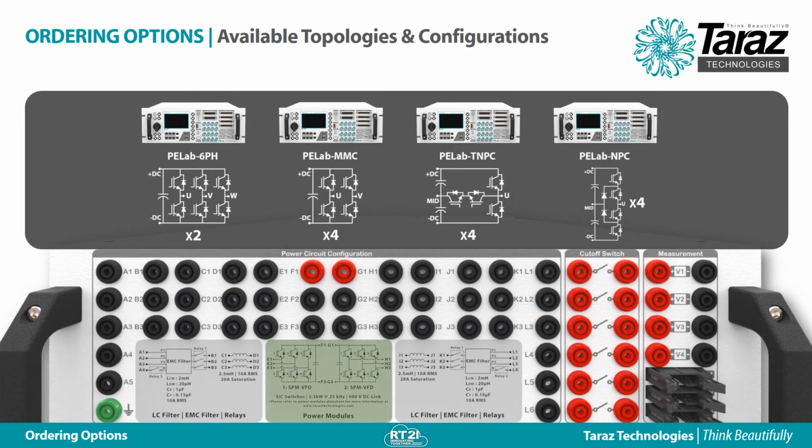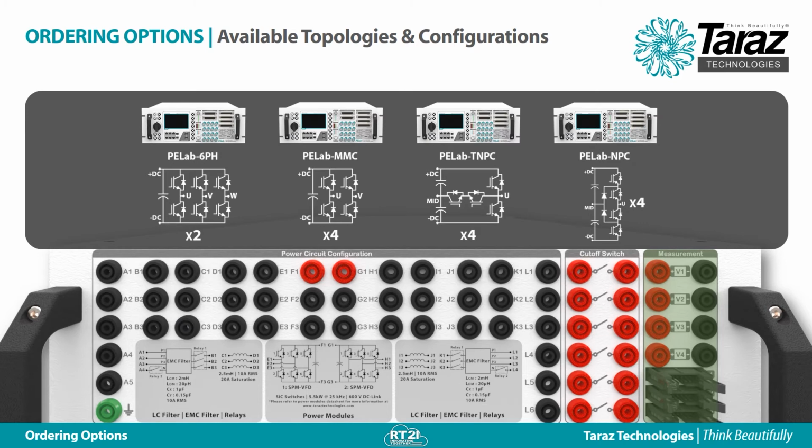We tried to make the PELab available in most commonly used topologies and configurations. For example, you can choose your configuration with multiple inductors, EMC filters, and relays. But the maximum number of control signals is limited to 16 channels, which means you cannot have more than 16 switches and relays combined. The rear panel can also have up to 4 voltage and 3 current sensors.